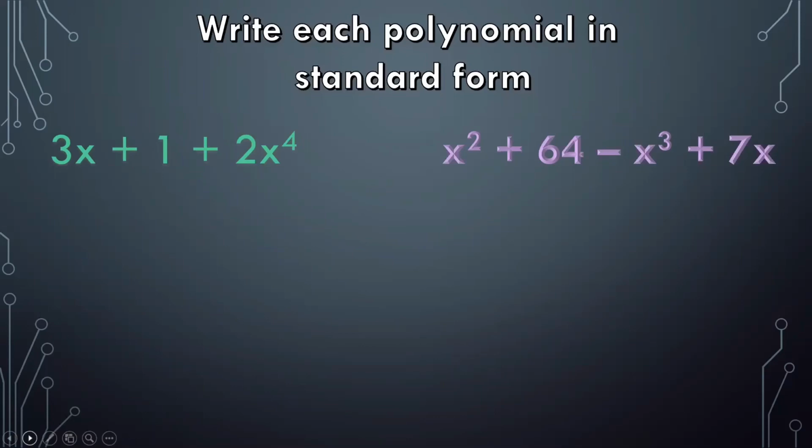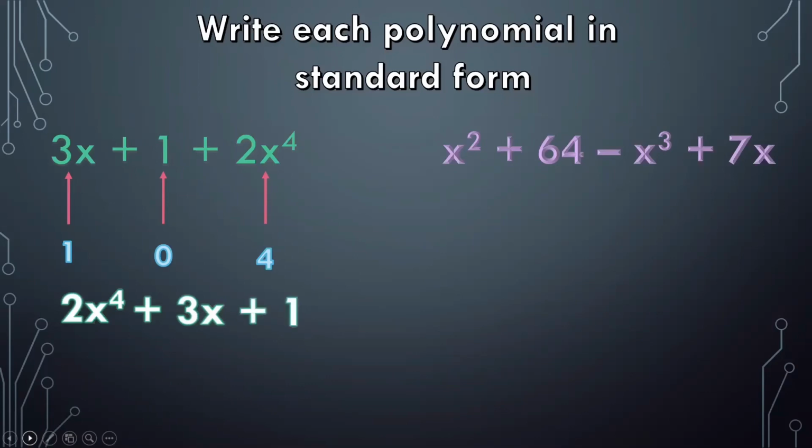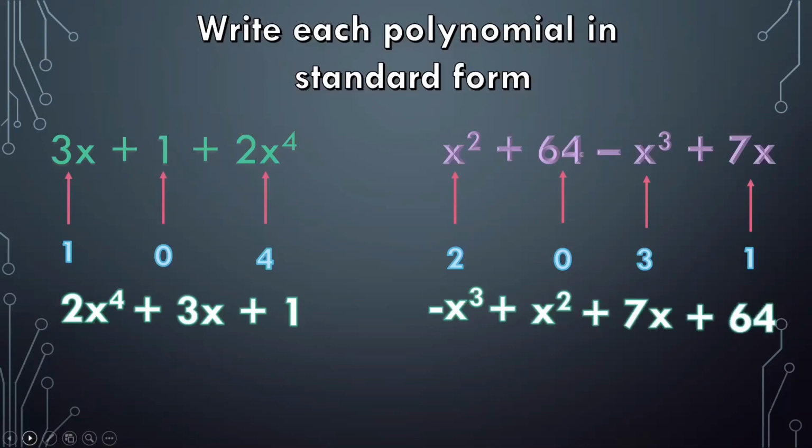Okay, let's see. Here our degree is 1. Here we have 0. Here we have 4. So if you reordered this, you should have 2x to the 4th plus 3x plus 1. Let's come over to our other one. This one has a degree of 2, a degree of 0, a degree of 3, finally a degree of 1. Remember, when we reorder, the sign in front goes with the term behind. So your polynomial is just going to start with a negative. Plus x squared plus 7x plus 64.